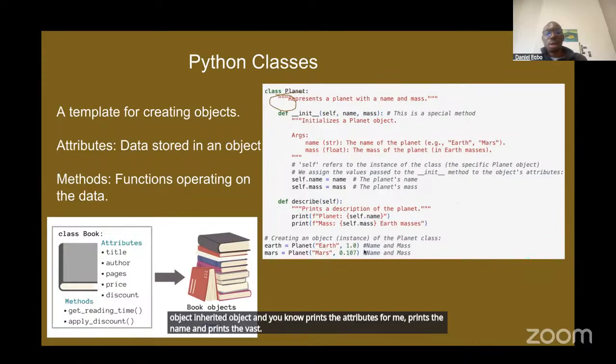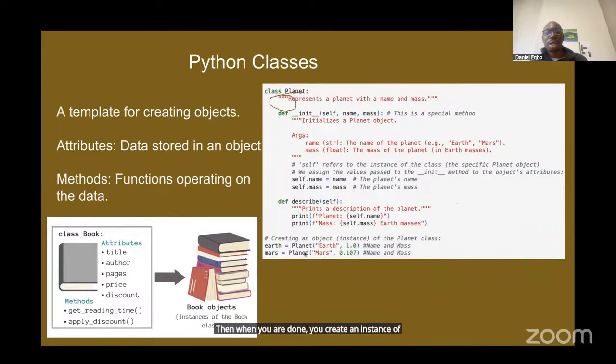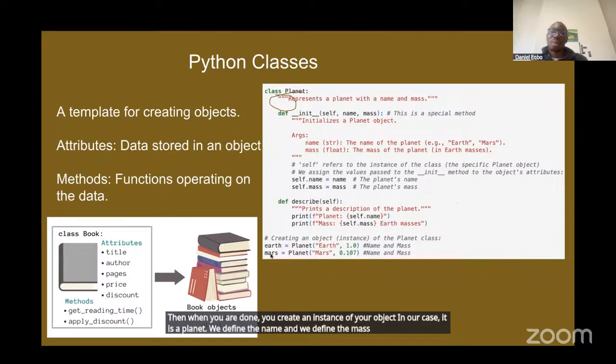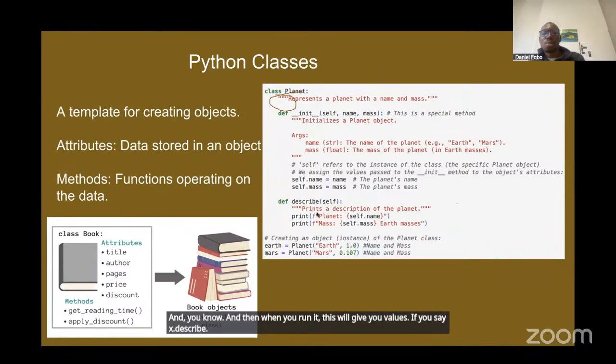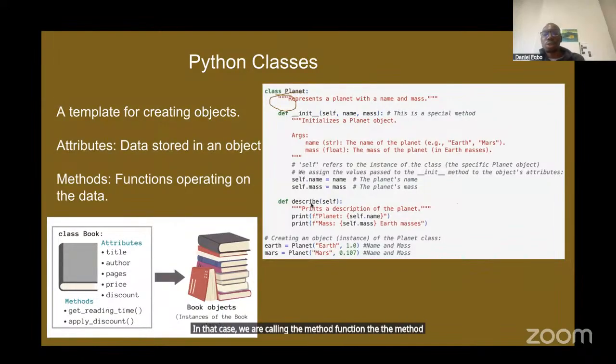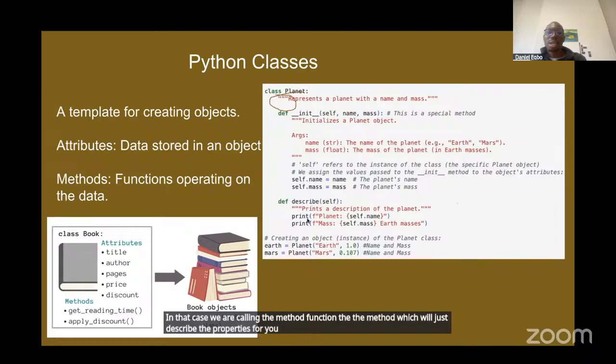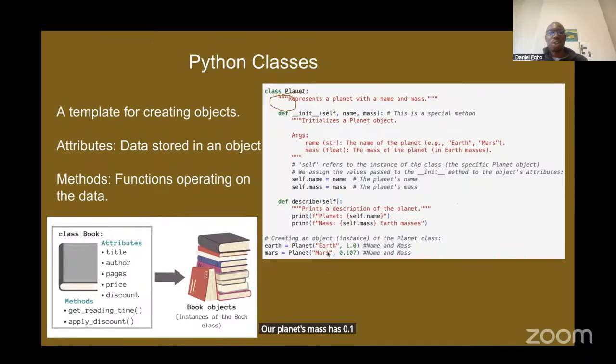Then when you are done, you create an instance of your object. In our case, Earth is a planet. We define the name and we define the mass. Mars is also a planet. We define the name and then we define the mass. And then when you run it, this will give you values. If you say earth.describe, in that case, you are calling the method, which will just describe the properties for you. In that case, it says planet Earth has 1 mass, or planet Mars has 0.1 mass. So this is how these things operate.